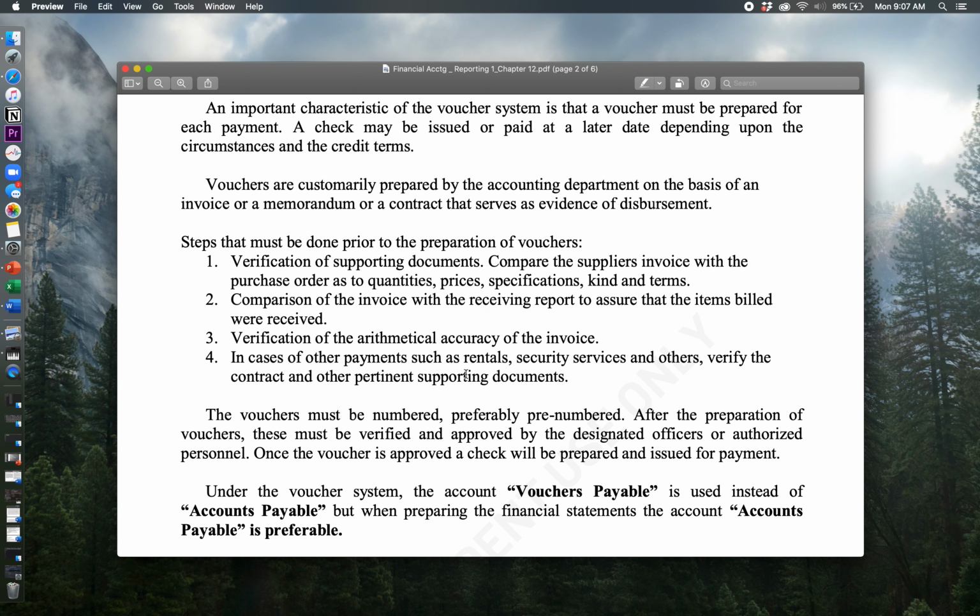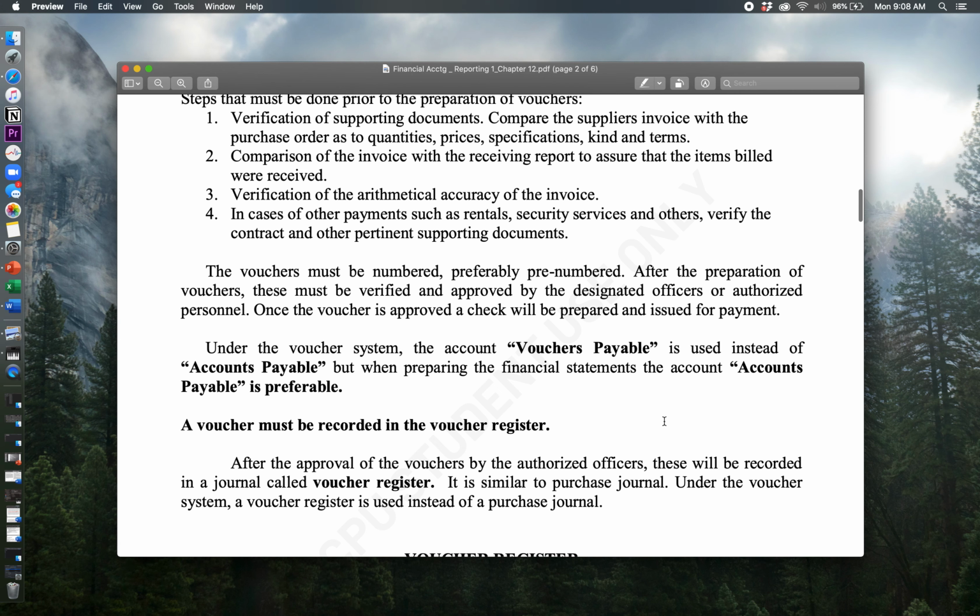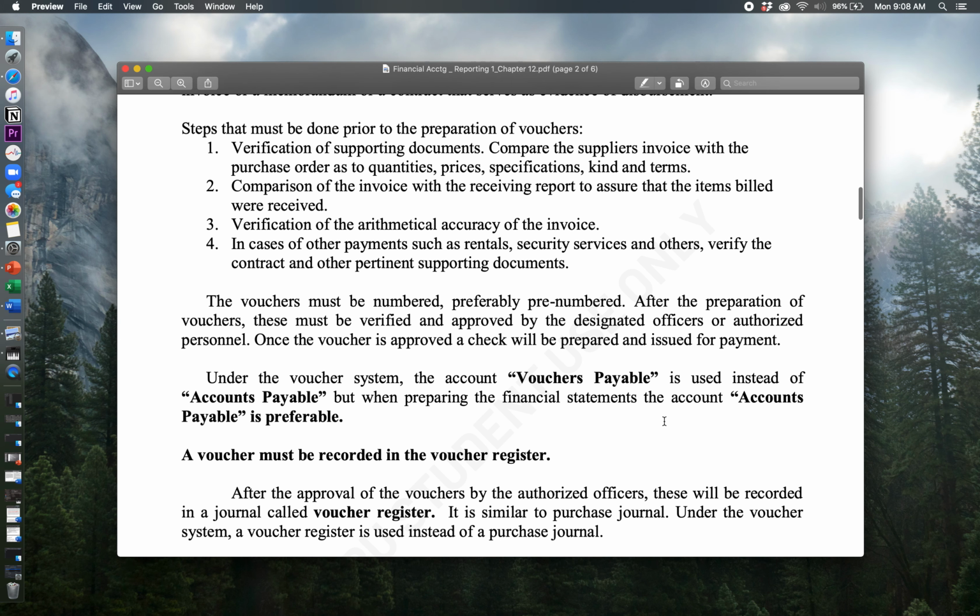In cases of other payments such as rental, the supporting documents are of course the contract, and other supporting documents. Also underscore, guys, the voucher must be numbered, preferably pre-numbered. After the preparation of vouchers, these must be verified and approved. As we discussed earlier, the authorization must be by the designated officers, not just anyone.